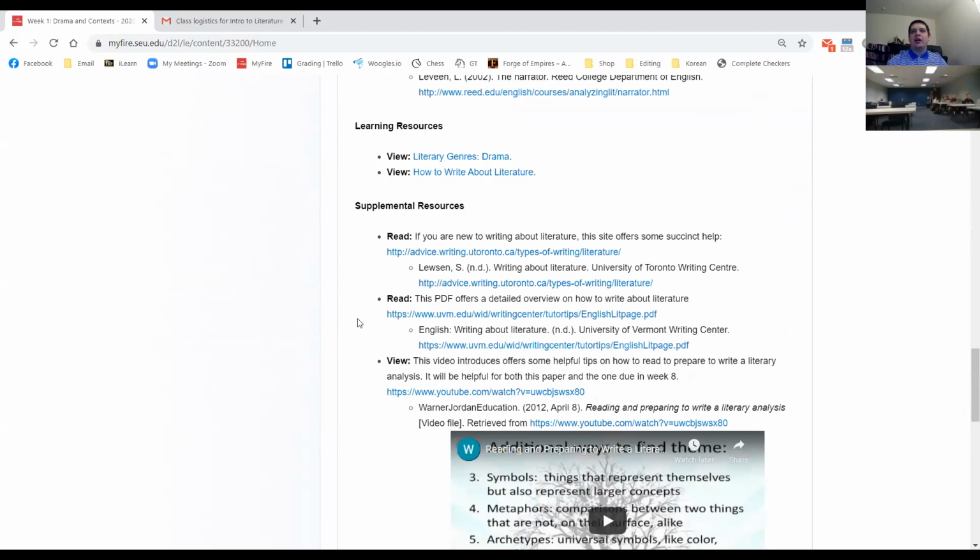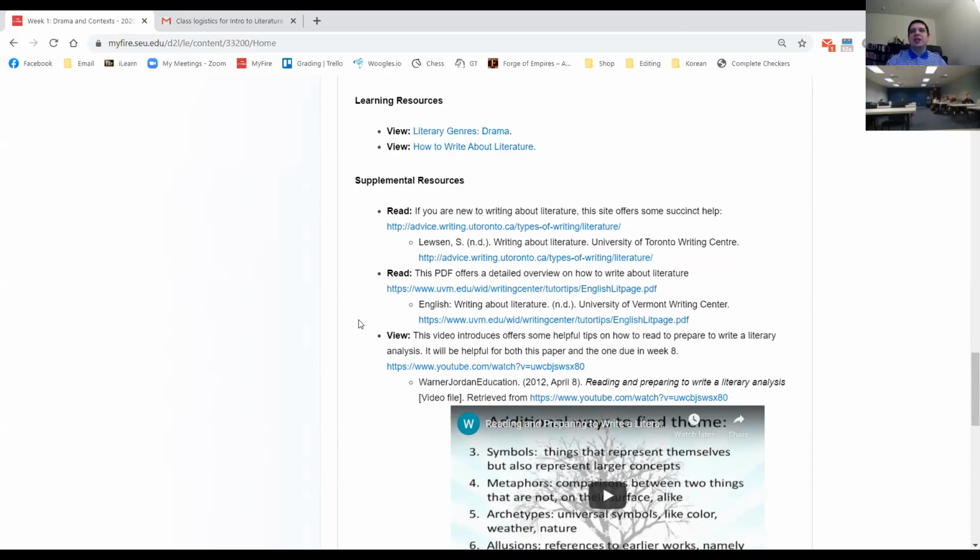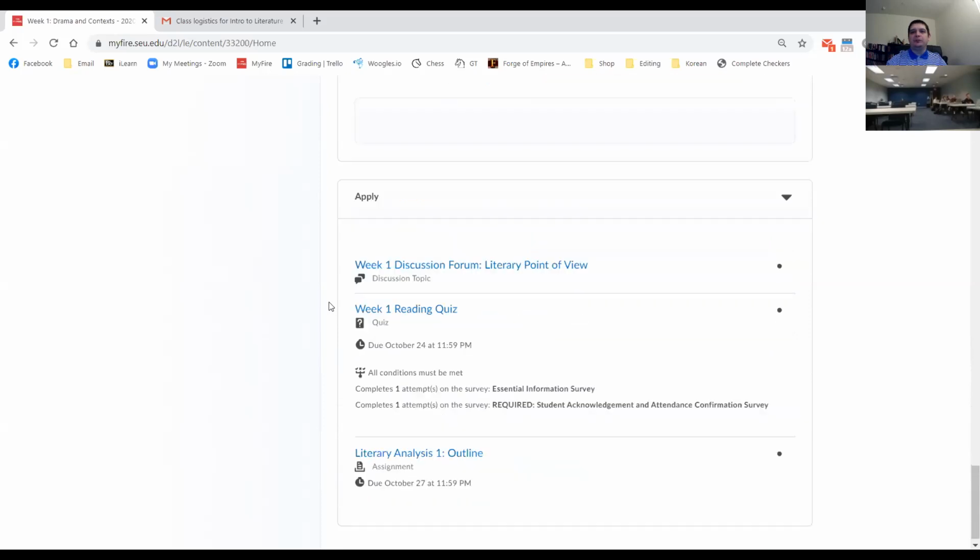These are not required, like we're not going to be covered on the exams or the quizzes, but it does give you a supplemental set of tools and ideas. So if you are new to studying literature, if it's been a few years since your last lit class, or if it's something you're not as confident in, definitely take a look at those to help you.